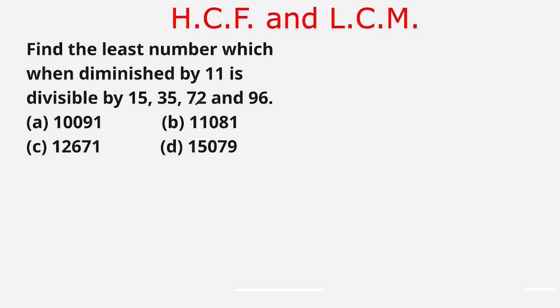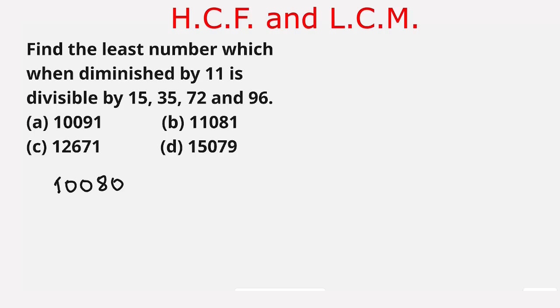Further, as 72 and 96 both are divisible by 4, the number must also be divisible by 4, as well as by 9, as the number is divisible by 72. We subtract 11 from option A and the number becomes 10080. So it is divisible by 4 and the sum of the digits is 8 plus 1 is 9. So it is divisible by 9 and it's also ending with 0. So option A might be our answer.